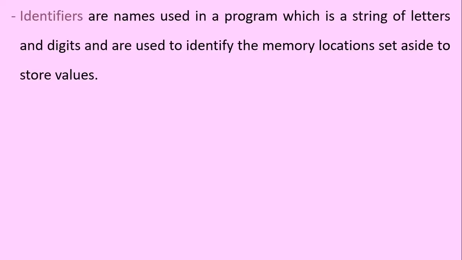Identifiers in a programming language are the names that are used in a program, which is normally a string of letters and digits that are used to identify the memory locations that are set aside to store values.